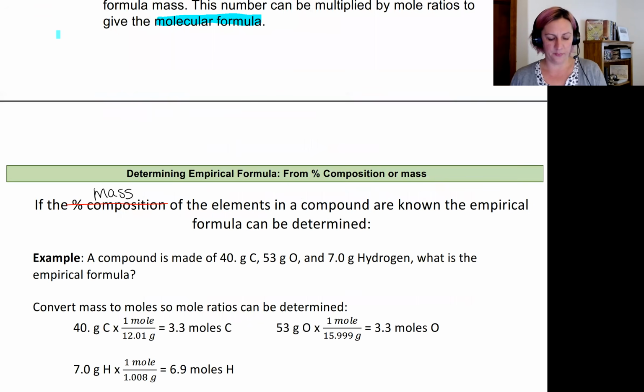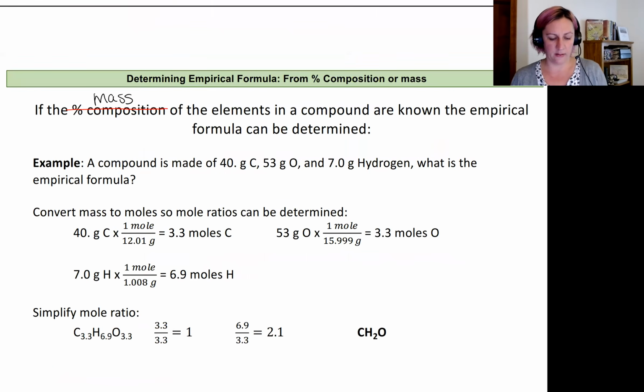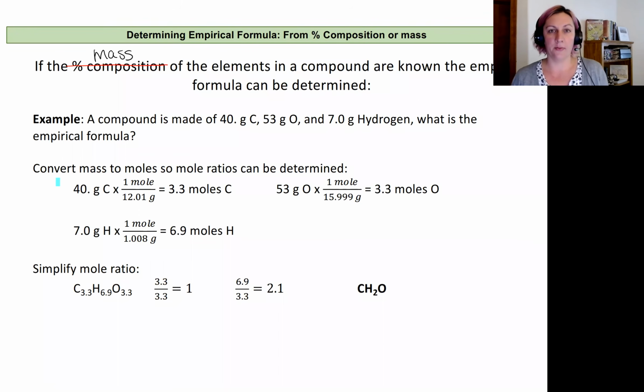So let's talk about an example of this. And I caught a typo in the lecture slides right before I did this. So we're looking here not at percent composition yet. We're talking about the mass of elements. If we know that piece, then we can find the empirical formula. And that's what we're going to do in this example. So we have a compound that's made of 40 grams of carbon, 53 grams of oxygen, and 7 grams of hydrogen. And we need to determine what the empirical formula is.